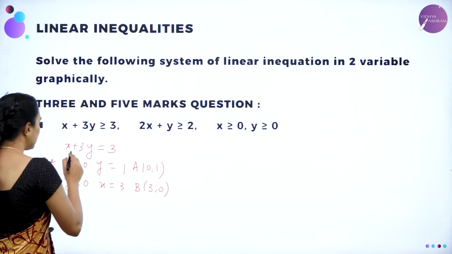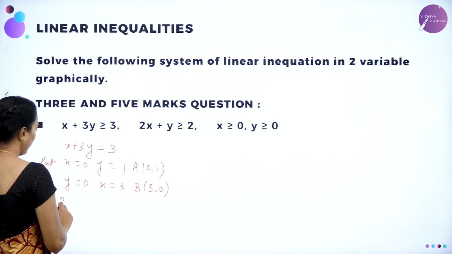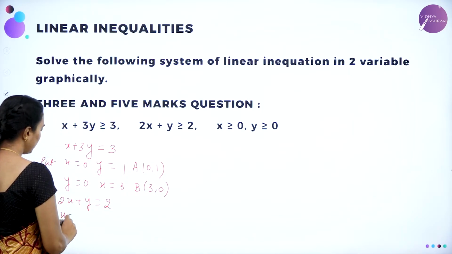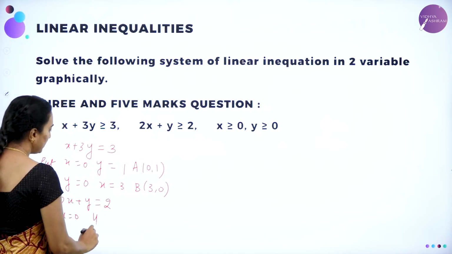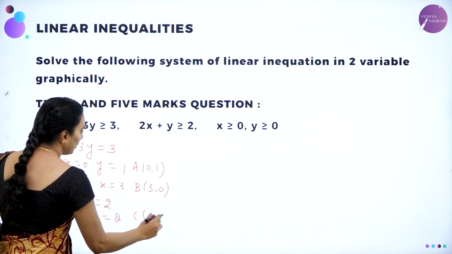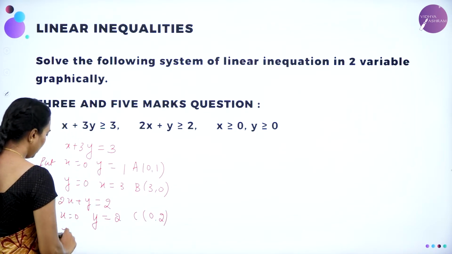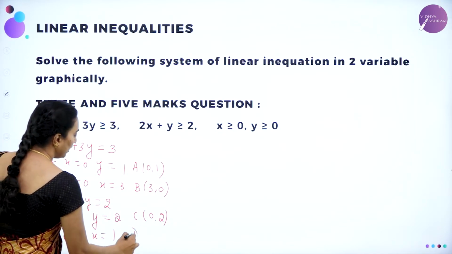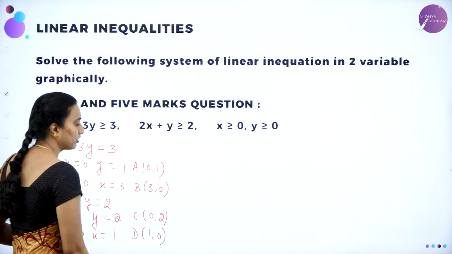because they have given a slack inequality everywhere. So next you are going to take 2x plus y is equal to 2, put x equal to 0. So y will be equal to what? 2. So that is the point C of 0, 2. Now put y equal to 0. So x will be equal to 2, 2 will go 1. So D of 1, 0.